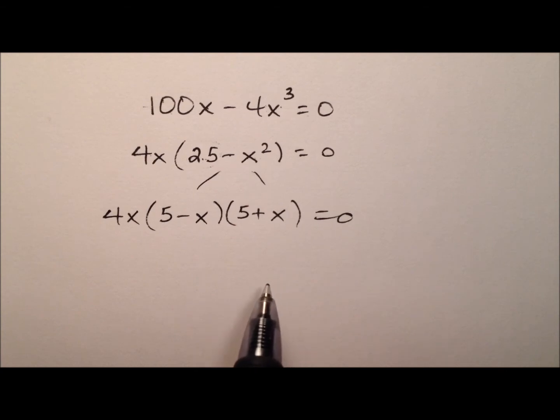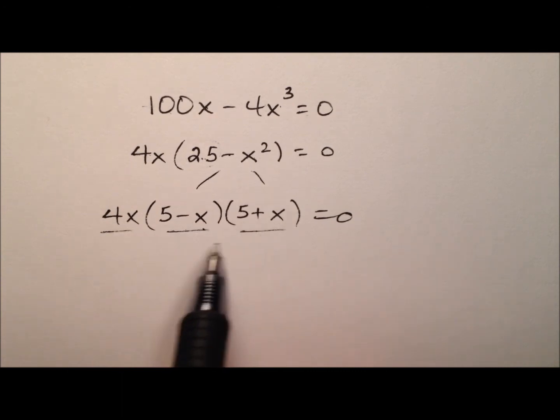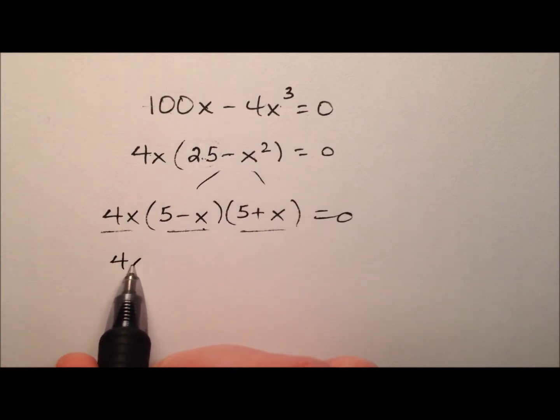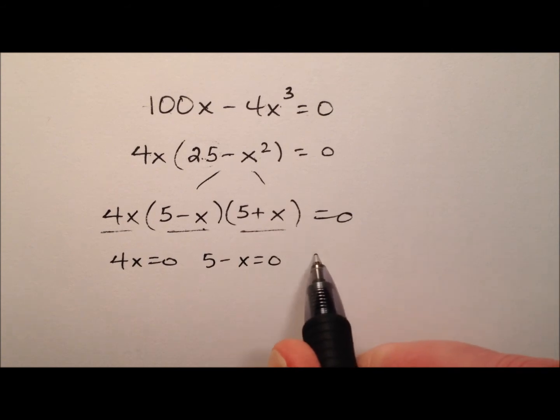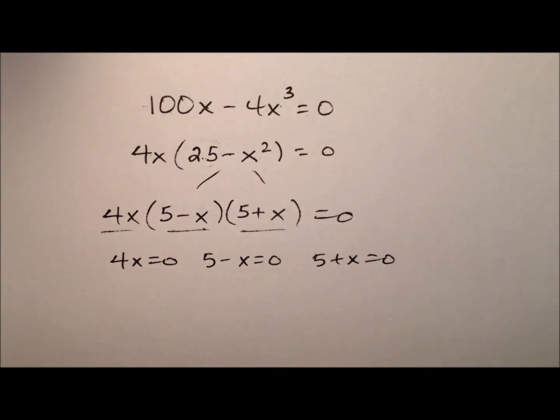And so what's going to happen now is we're going to use the zero property of multiplication, which says, we've got a few things, we're multiplying them all together, and we get 0. So if we get 0 when we multiply, well, at least one of these has to be 0. So we're going to account for all of them, and we're just going to say 4x equals 0, 5 minus x equals 0, and 5 plus x equals 0. And we're just going to solve.